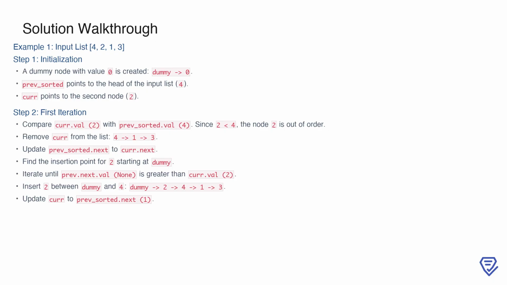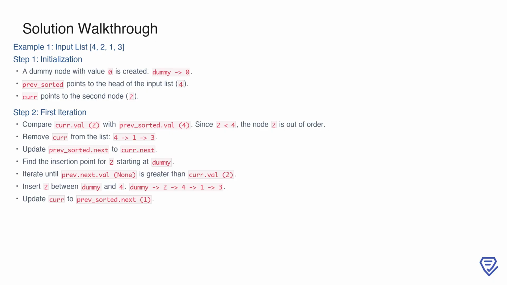In the first iteration, we compare the value of cur, 2, with the value of prev_sorted, 4. Since 2 is less than 4, we identify the node with value 2 as out of order. To fix this, we remove the node with value 2 from the list by updating prev_sorted.next to skip over cur and point to cur.next, leaving us with the list 4-1-3.